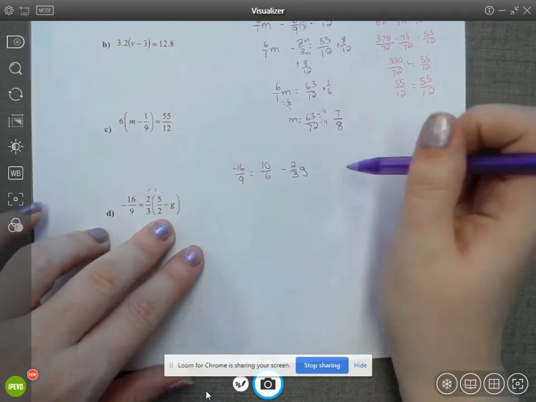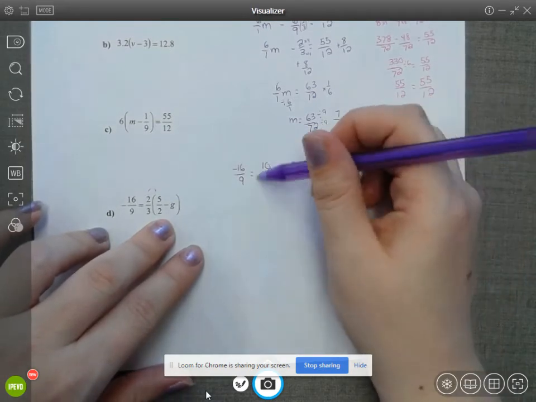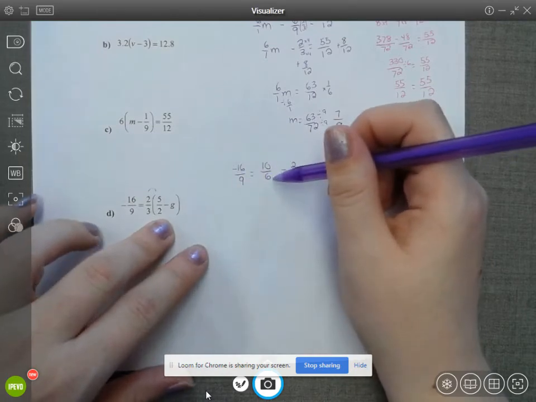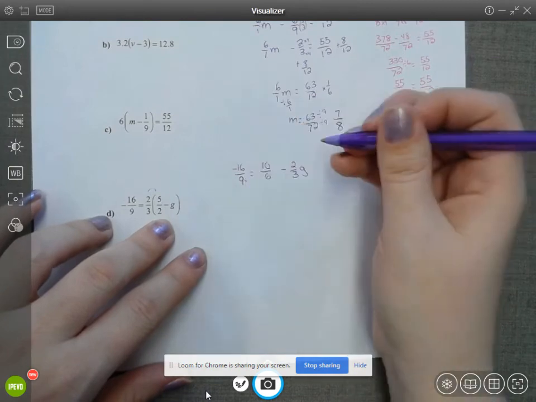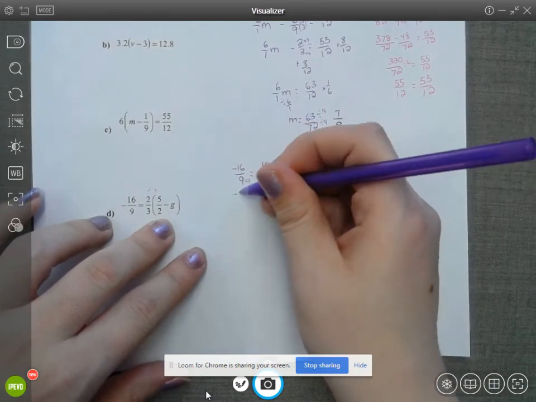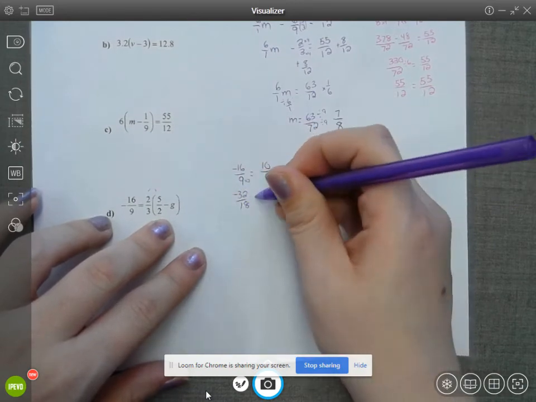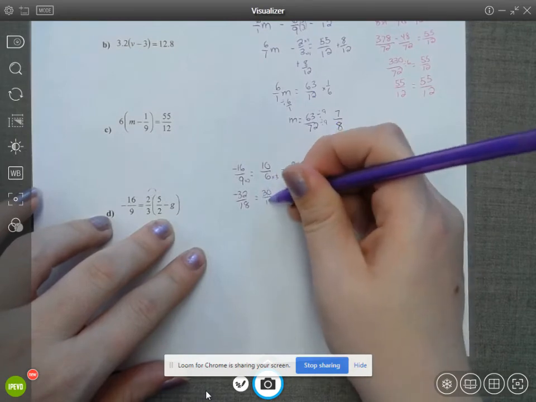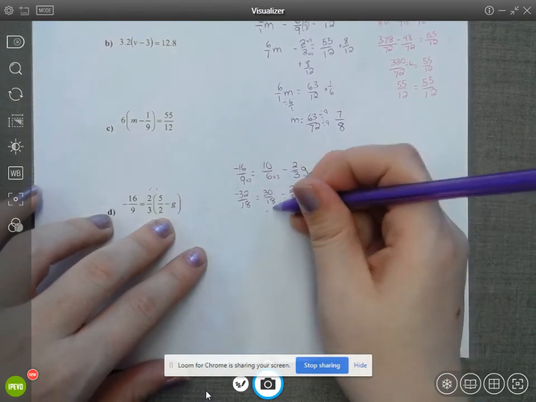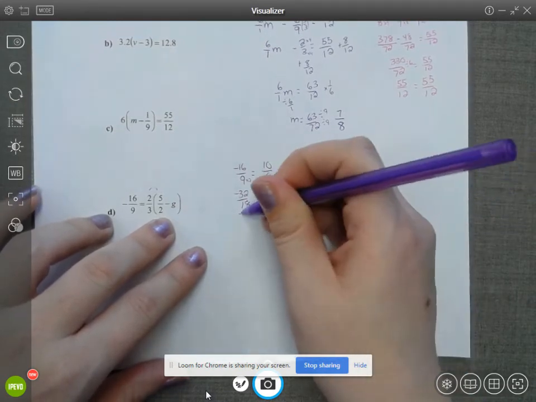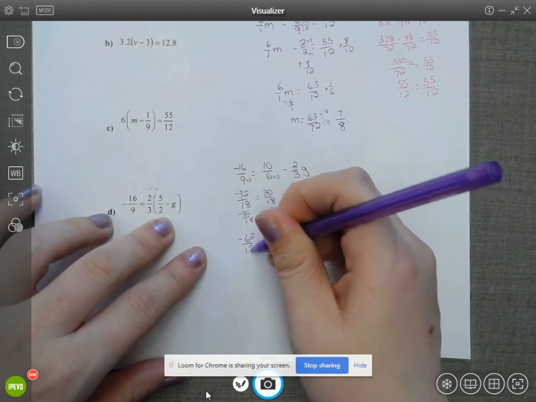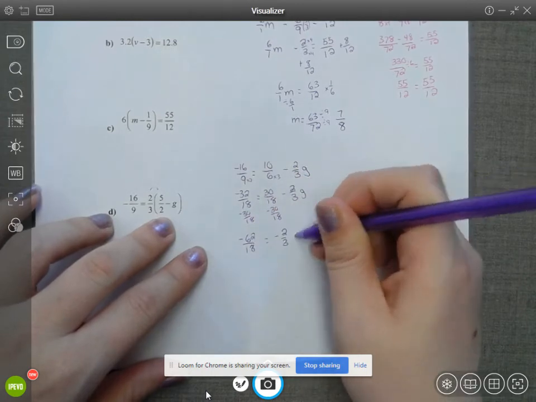Okay, your next step, get your variable all by itself, which means I need to get rid of this. I need a common denominator of 9 and 6 in order to do this. So I know that it's going to be 18. So I'm going to times that one by 2 and that one by 3. So this is actually negative 32 out of 18, and that is equal to 30 out of 18 minus 2/3 g. Now that I have a common denominator, I can subtract, which is going to give me negative 62 out of 18 is equal to negative 2/3 g.